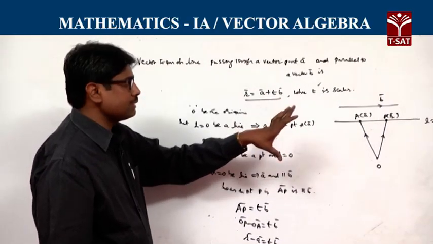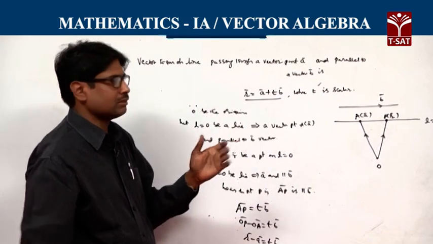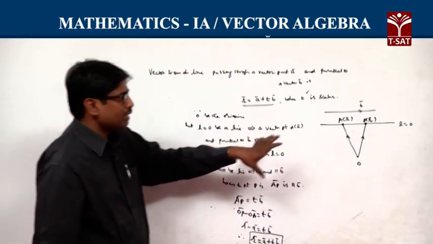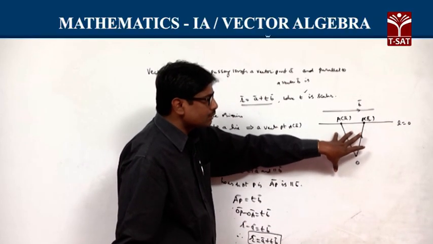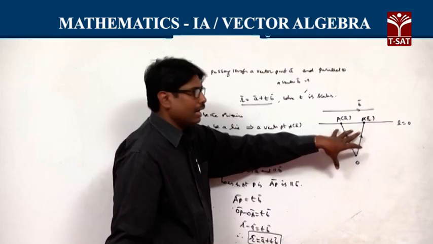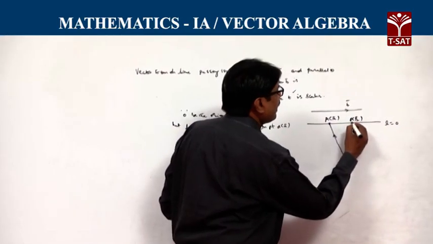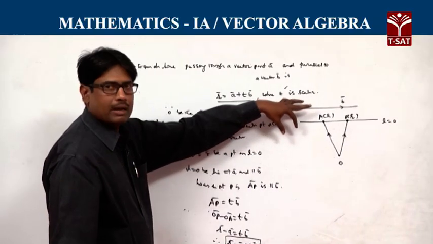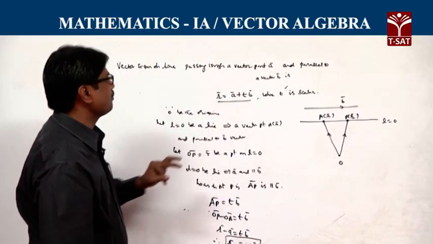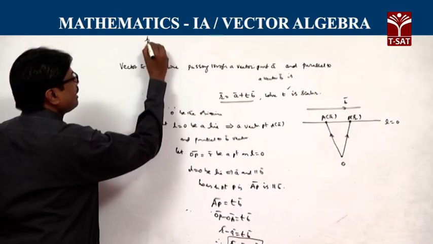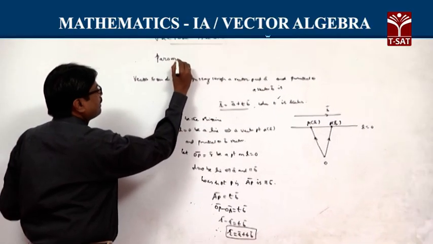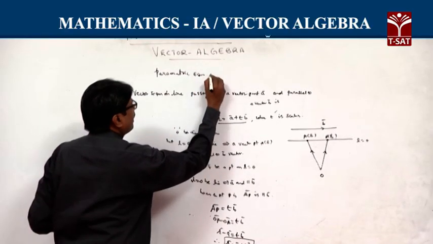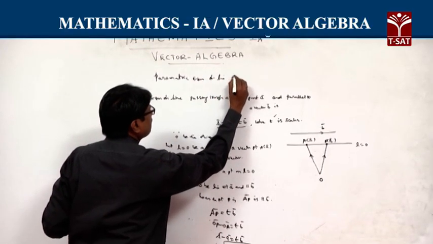Remember, this is a parametric equation. What is a parametric equation? Your line is constructed by many points, and expressing every point of this line with the help of A bar and B bar is called the parametric point equation. Parametric equation is nothing but a point equation. This is the parametric equation of the line. This is a point equation.